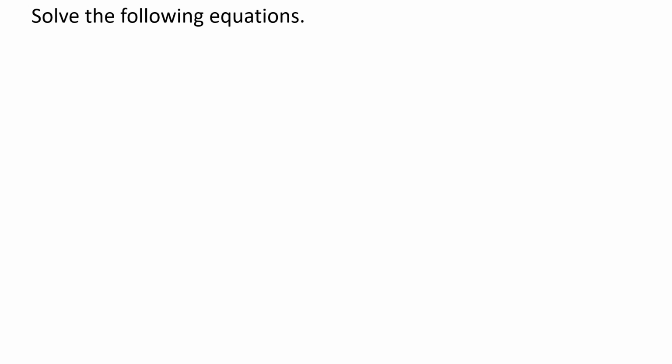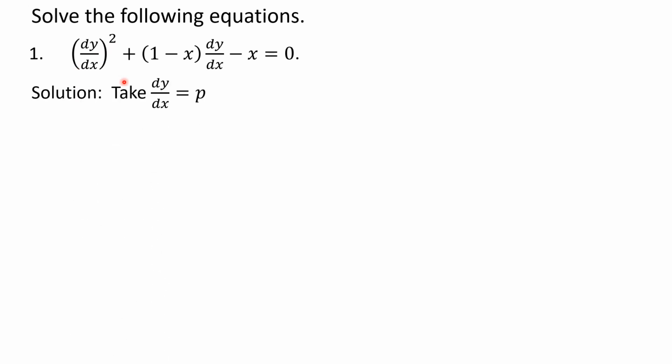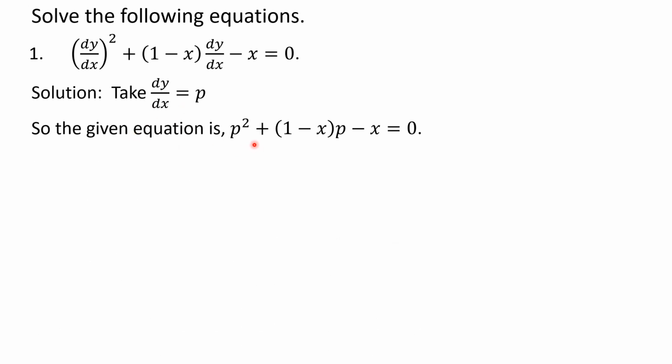So we will take the first one: (dy/dx)^2 + (1 - x) dy/dx - x = 0. So we have dy/dx, the first order and degree 2. The first step is to rewrite this in terms of p by taking dy/dx = p. Therefore the equation now becomes p^2 + (1 - x)p - x = 0.